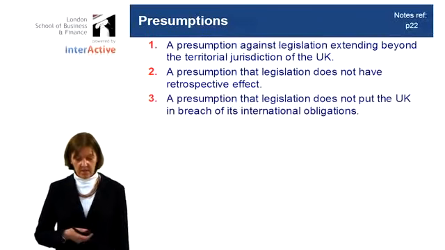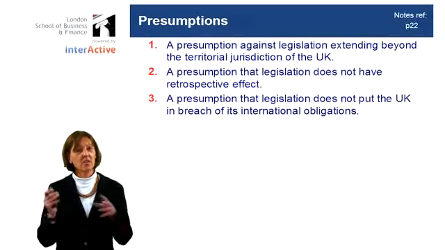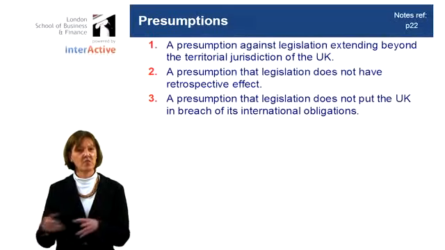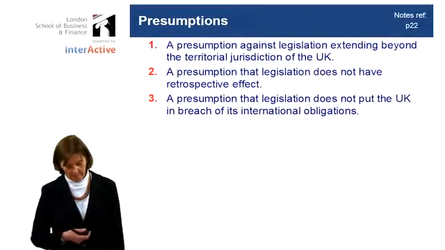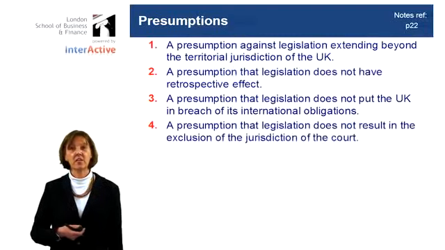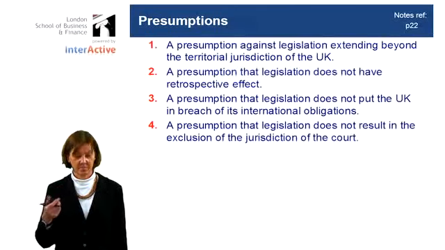Number three, a presumption that legislation does not put the UK in breach of its international obligations. So if, say, there's a treaty that the UK has made with another country, the courts will interpret an Act of Parliament to try and keep to the treaty rather than break the treaty. Number four, presumption that legislation does not result in the exclusion of the jurisdiction of the court. This is a presumption that Acts of Parliament should always allow you to go to court. They shouldn't stop you going to court.